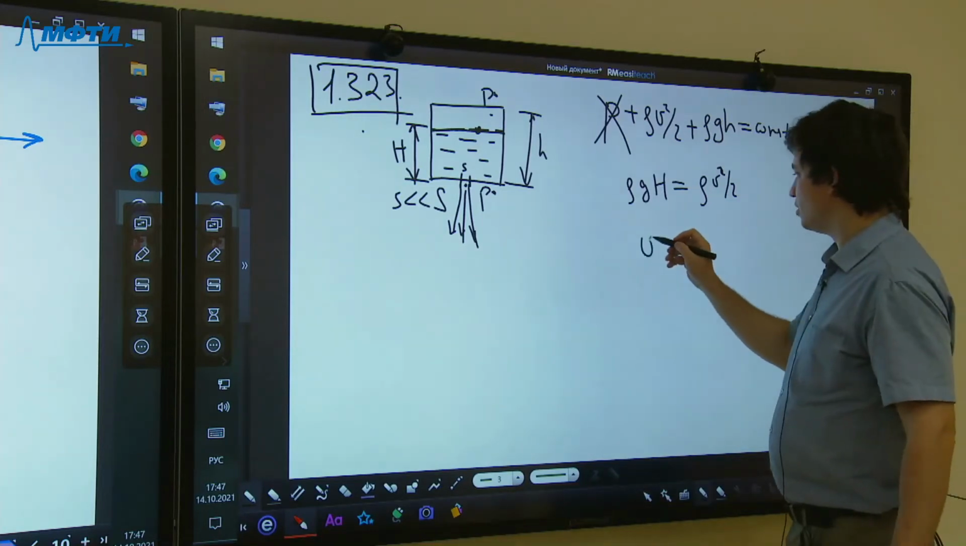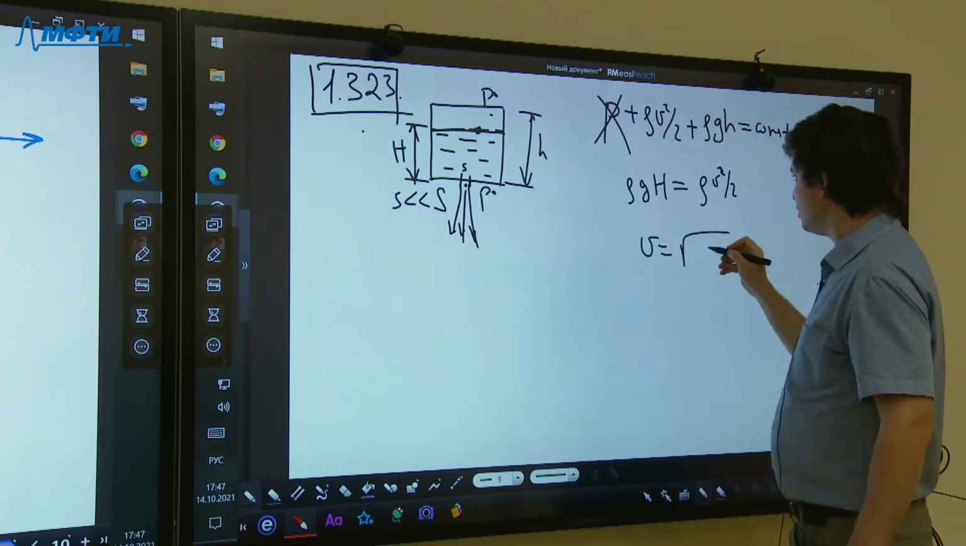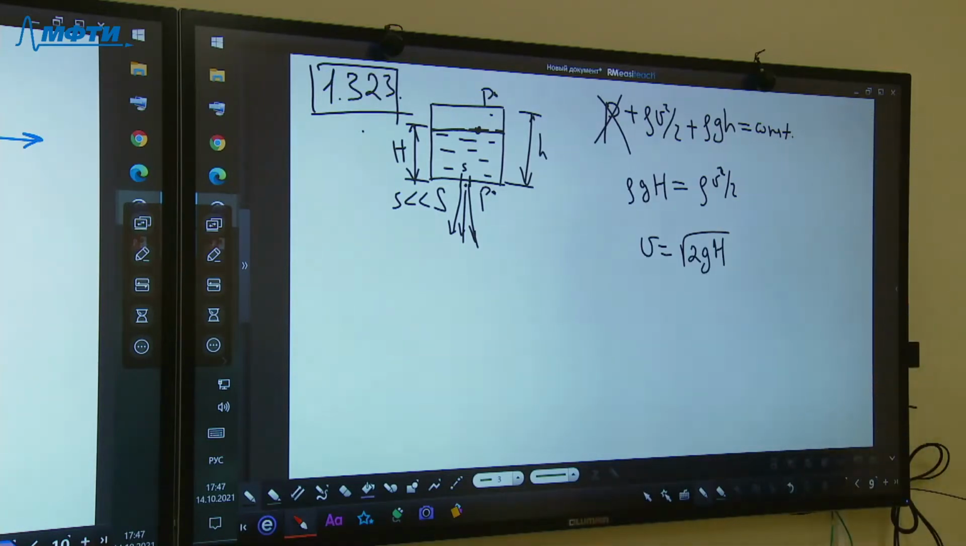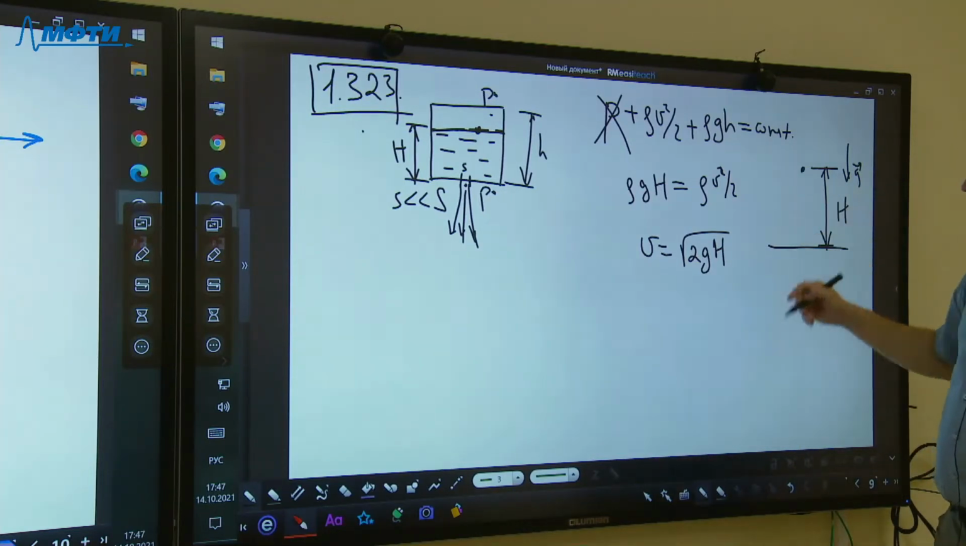So that gives me this velocity, or this speed, and actually by some coincidence, this speed is equal to the speed of a solid body which was thrown from the height of h and the speed acquired under the action of gravitational force. So it's exactly equal to this speed.